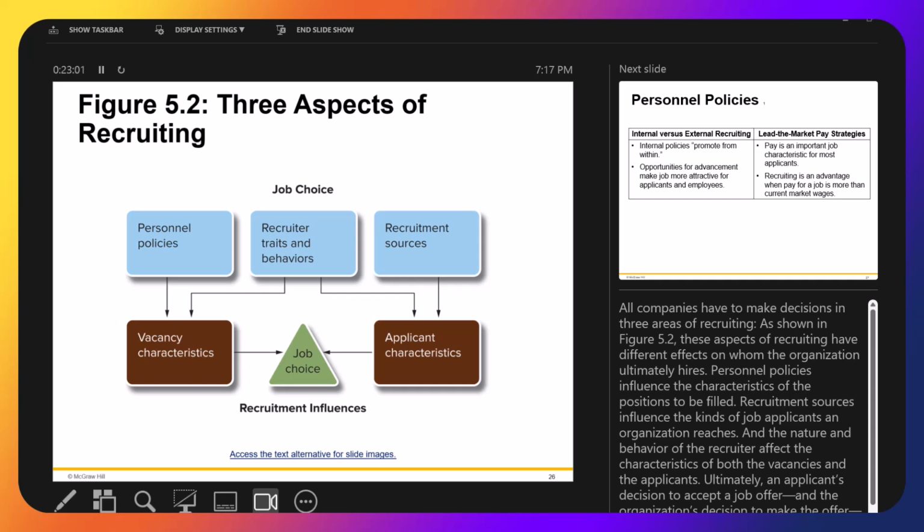When I used to recruit for the federal government, these were some of the things that I always knew: what the vacancy characteristics were, the job, what type of job it was, and what type of applicant characteristics I was looking for. By doing that, you can probably give yourself a higher chance of success of getting the right type of applicants.